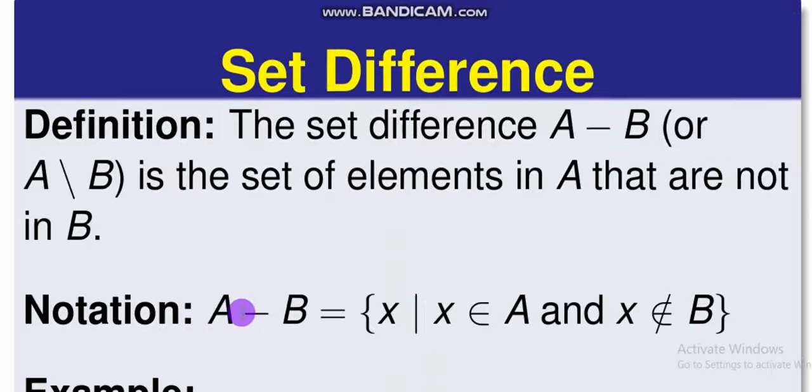Then set difference. After that, now we are taking set difference. What do we mean by set difference? By definition, the set difference is denoted as A minus B. Remember from basic mathematics operations, when we say the difference between any two numbers, we mean the result obtained after subtracting one of them from the other.